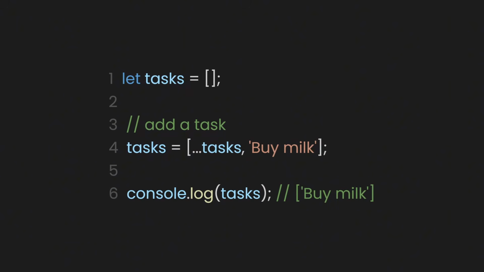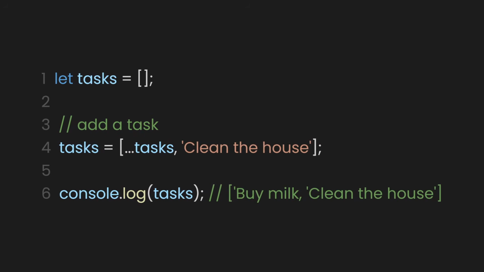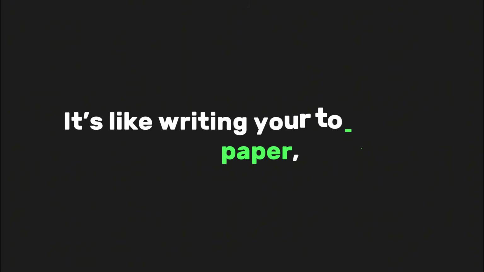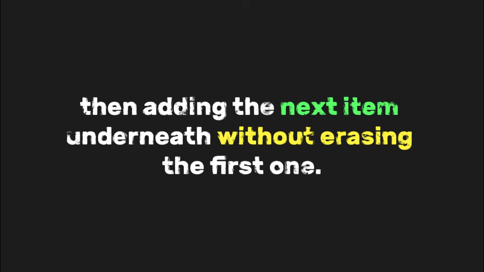What's happening here is the spread operator takes all the current tasks and lays them out. Then buy milk gets added as a new item at the end. All of that is then wrapped into a completely new array, which becomes the updated tasks list. If the user adds clean the house next, the code would be like this. Now your tasks array has both items, buy milk and clean the house, without messing up or overwriting the old data. It's like writing your to-do list on paper, then adding the next item underneath without erasing the first one.